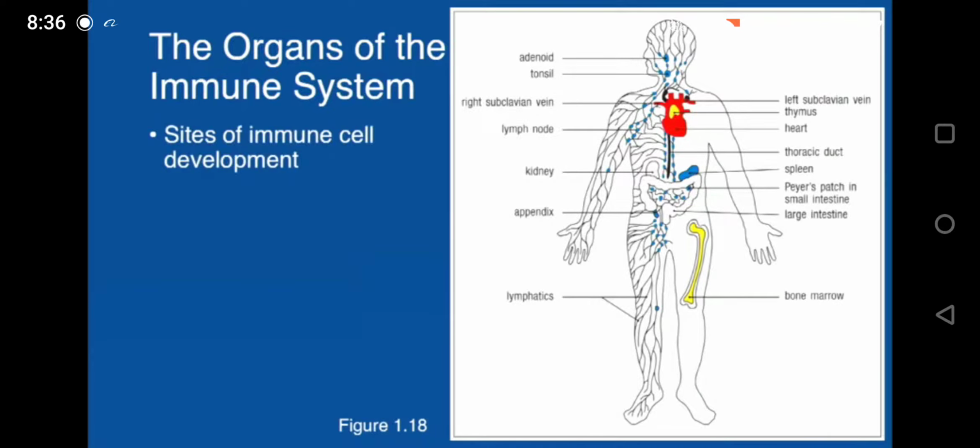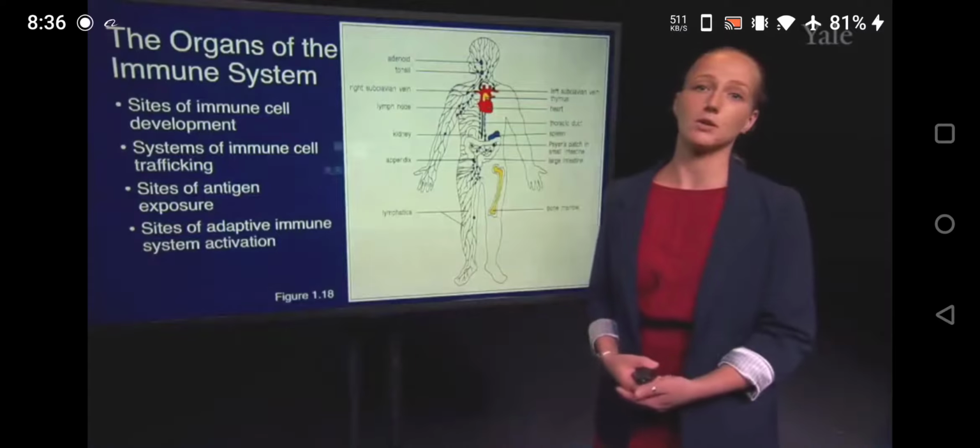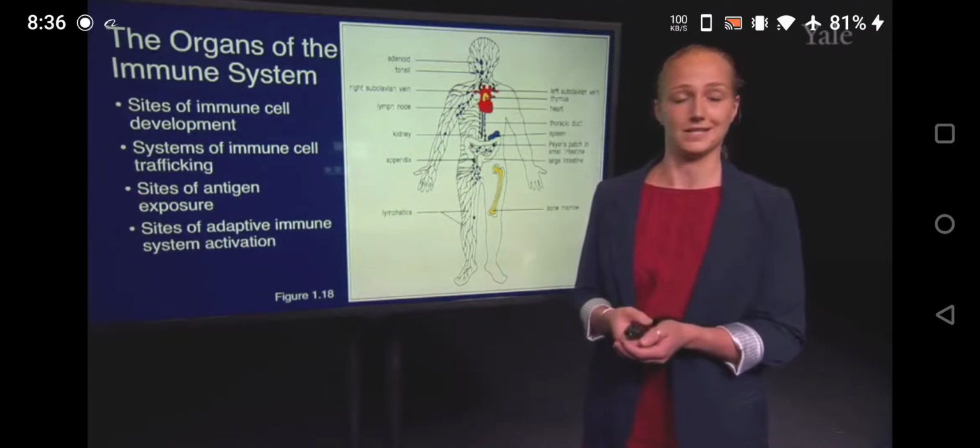First, sites of immune cell development. Second, systems by which immune cells are trafficked throughout the body. Third, sites at which the immune cells are exposed to antigens. And fourth, sites at which the adaptive immune system is activated. Now, we'll be going through these four major general sites and looking at them in further detail.